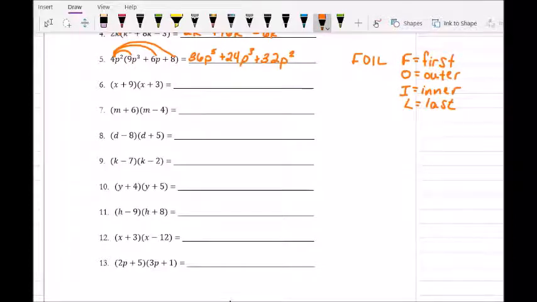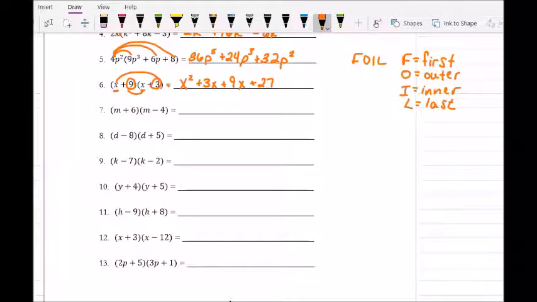First would mean the first term in each binomial, which is the x and the x. So if you multiply that, you get x squared. Outer means the two on the outsides. So the x times the 3 is 3x. Inner is the two on the inner part. So 9 times x is 9x. And last would be the two last terms of each binomial. So that would mean the 9 and the 3. And also watch the signs. They're both positive here. So that's positive 27.